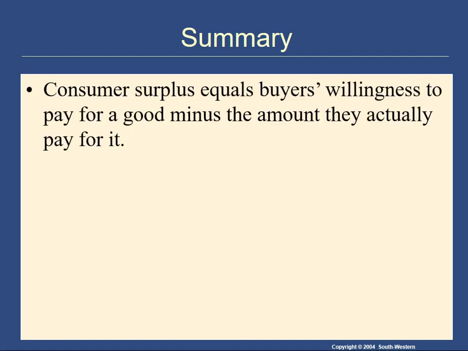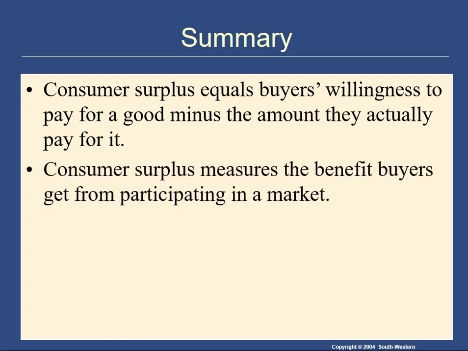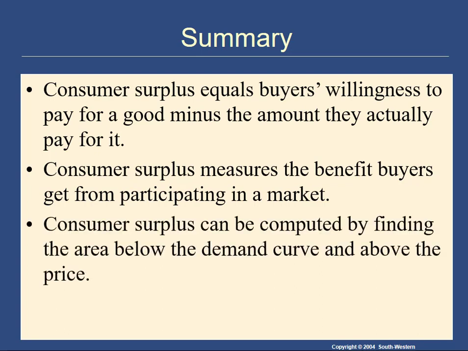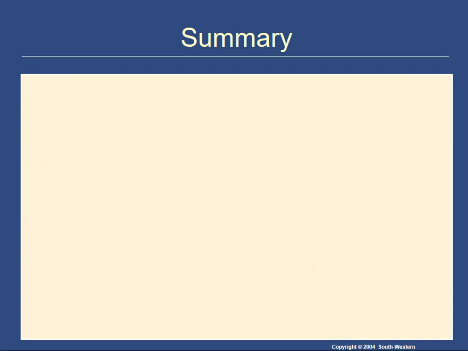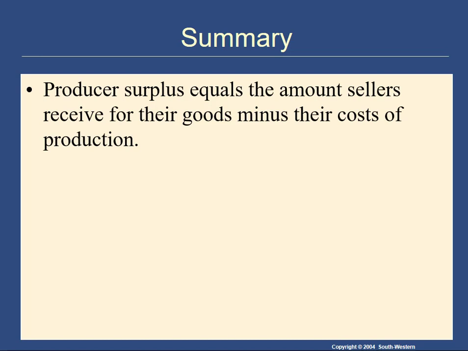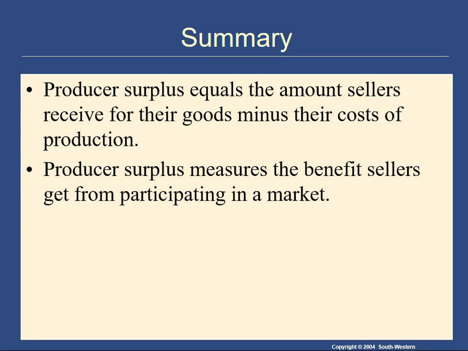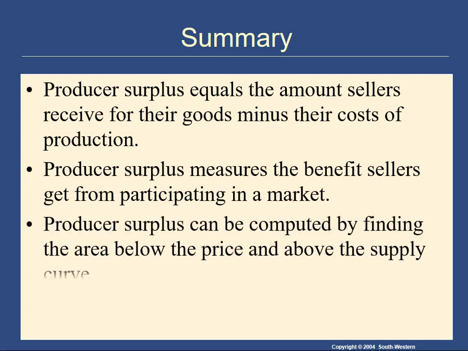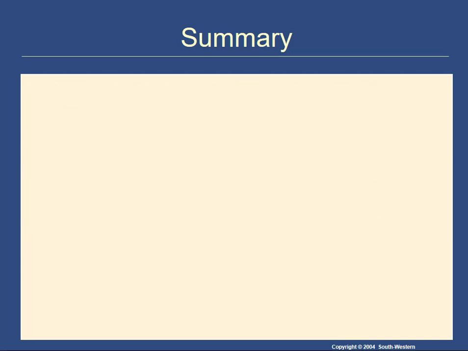So in summary, remember that consumer surplus is the buyer's willingness to pay for a good minus the amount they actually pay for it. Consumer surplus measures the benefits to buyers from participating in a market. Consumer surplus can be computed by finding the area below the demand curve and above the price. And producer surplus equals the amount that sellers receive for their good minus their cost of production. Producer surplus measures the benefit sellers get from participating in a market, and producer surplus can be computed by finding the area below the price and above the supply curve.